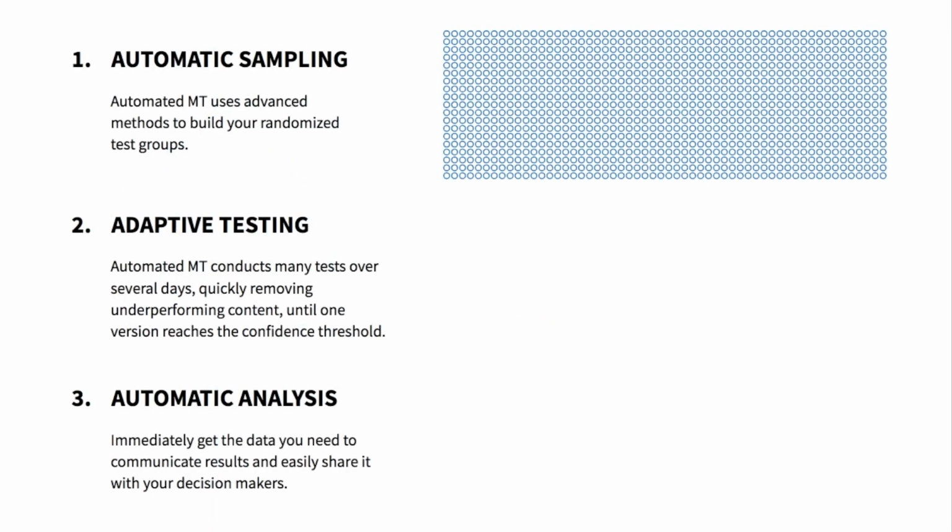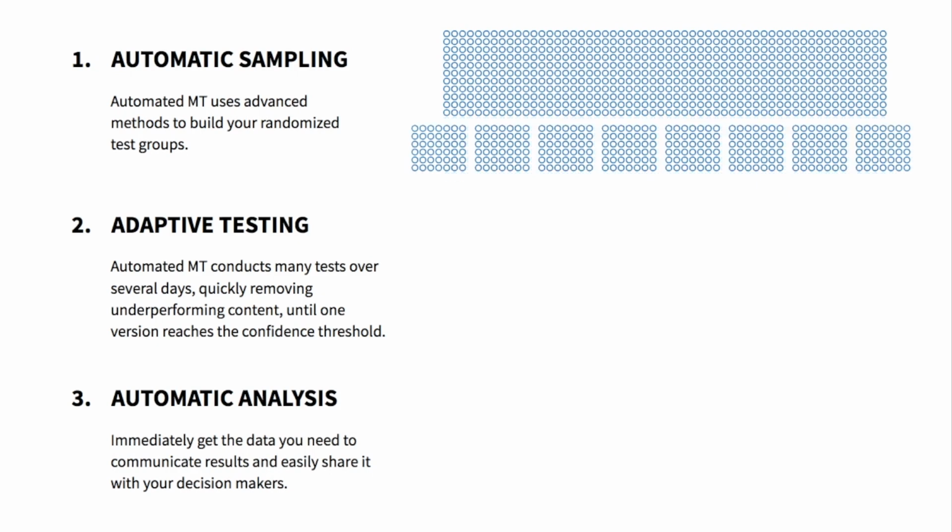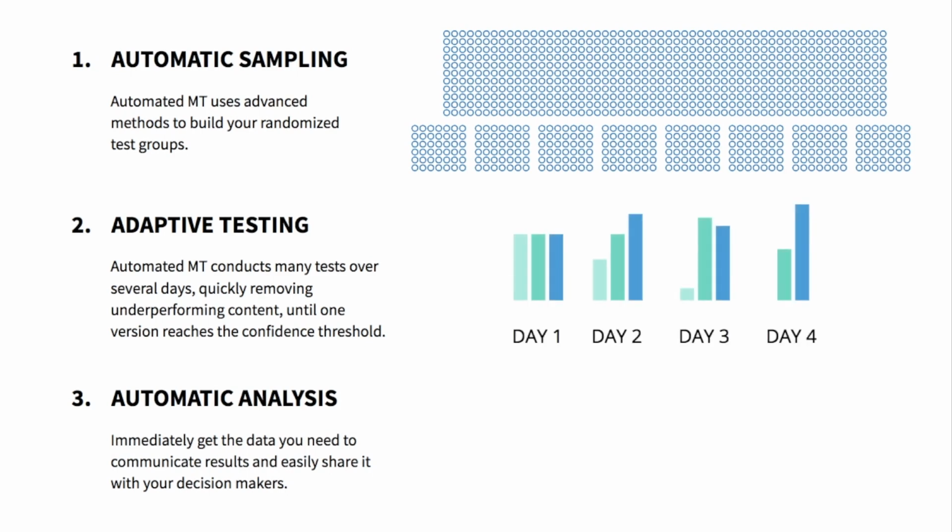With Motiva's MT step, gone are the days of manually setting up test groups, randomizing contacts, calculating confidence thresholds, and identifying the winner. Motiva automatically does this for you. And instead of relying on one simple A/B test, Motiva runs a test every hour for several days until finding a winner with a high degree of confidence.